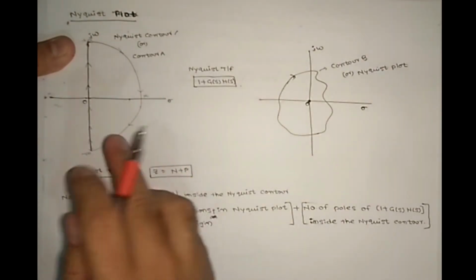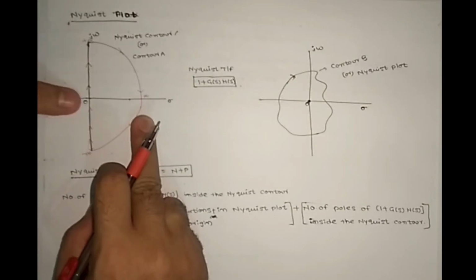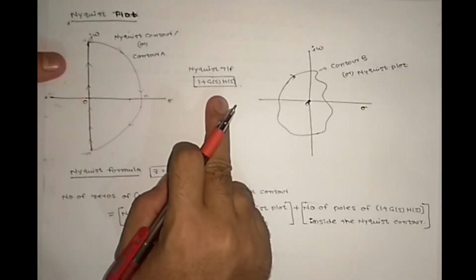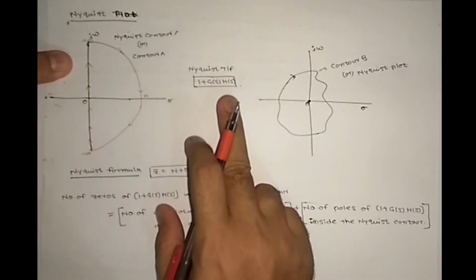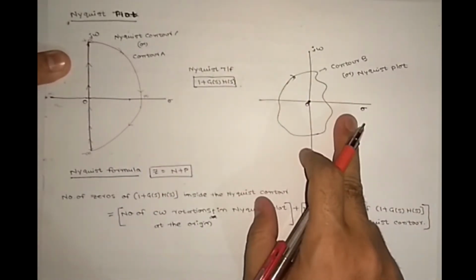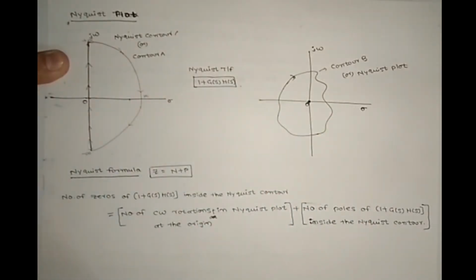Okay. So, this contour we need to map by using the Nyquist transfer function, that is 1 plus G(s)H(s). By using this transfer function, if you map, you will get the Nyquist plot or contour B. Okay, so this is the Nyquist plot.